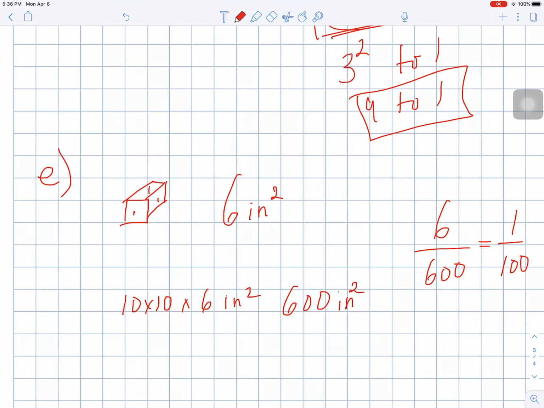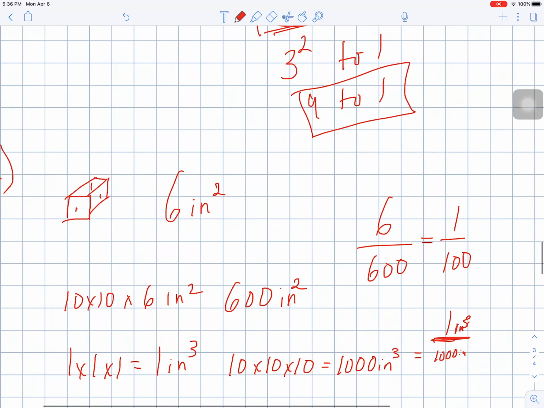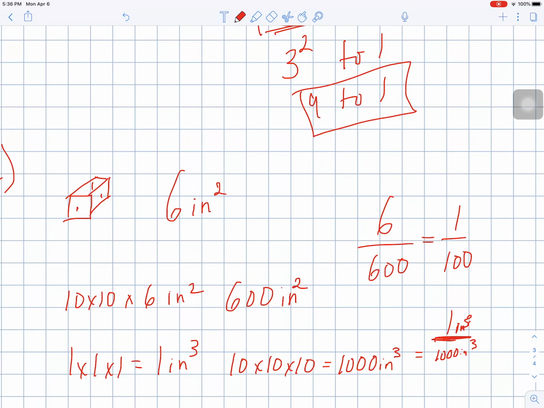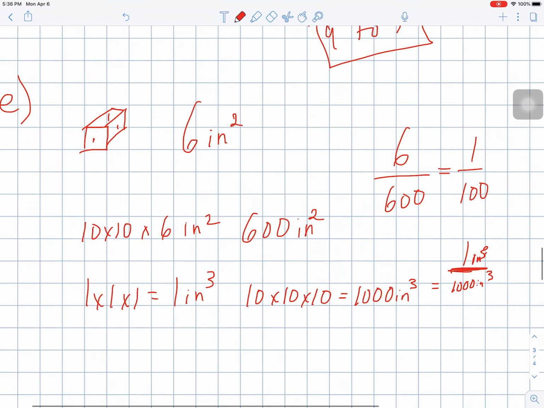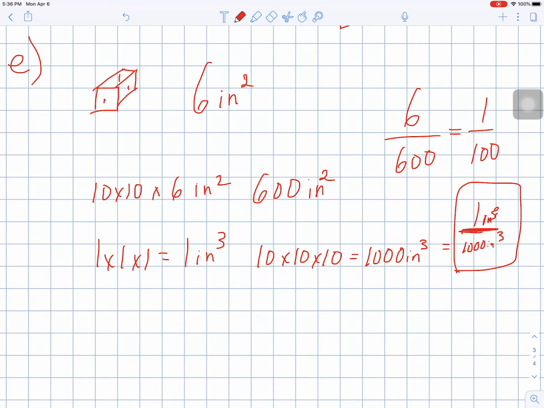That's for area. Now volume is a little bit different, right? Because we have 1 times 1 times 1 equals 1 inches cubed. And the other one has 10 times 10 times 10 equals 1,000 inches cubed. So when they ask you that, you have 1 inch cubed over 1,000 inches cubed. Okay, so those are your ratios right there. And those are your other answers that they're looking for. F.